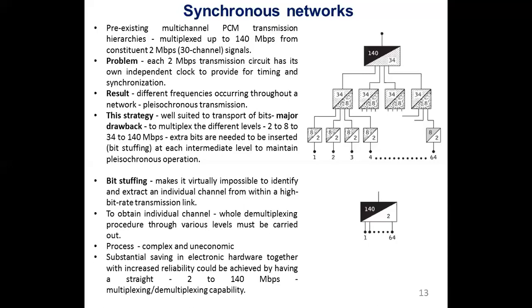The disadvantage here is that each of these signals will have its own clock, and the clocks will not be synchronized. Therefore, we can use the approach shown on the bottom, where you just take 64 channels, which are 2 Mbps each, and you just multiplex them to directly get 140 Mbps.